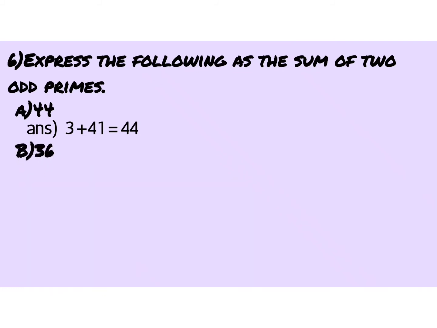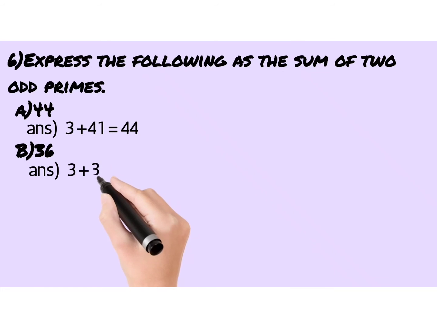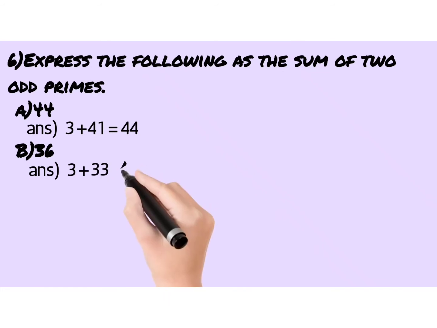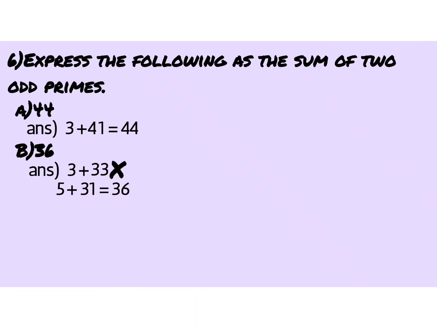Now B part, 36. So let's start with 3. Okay, 3. What will I add to this 3? 3 plus 33 is equal to 36. But we will not take this 33. Why? 33 is a composite number. So let's take another odd prime number, 5 plus 31. 5 plus 31 is equal to 36. Here 5 and 31 are odd primes.